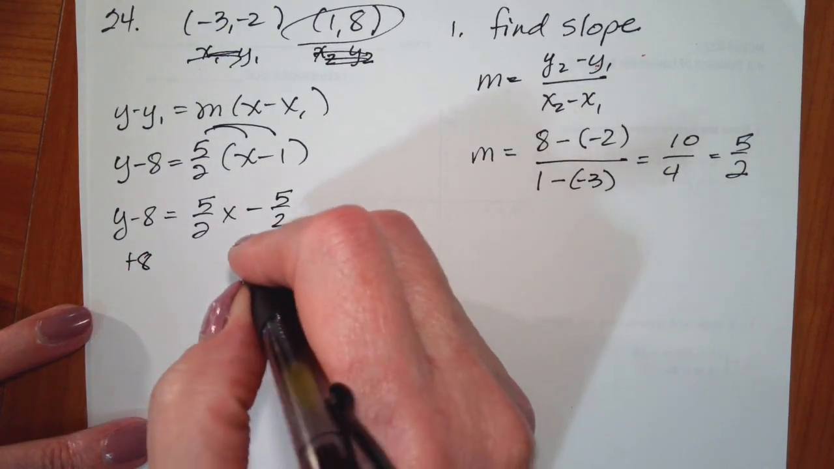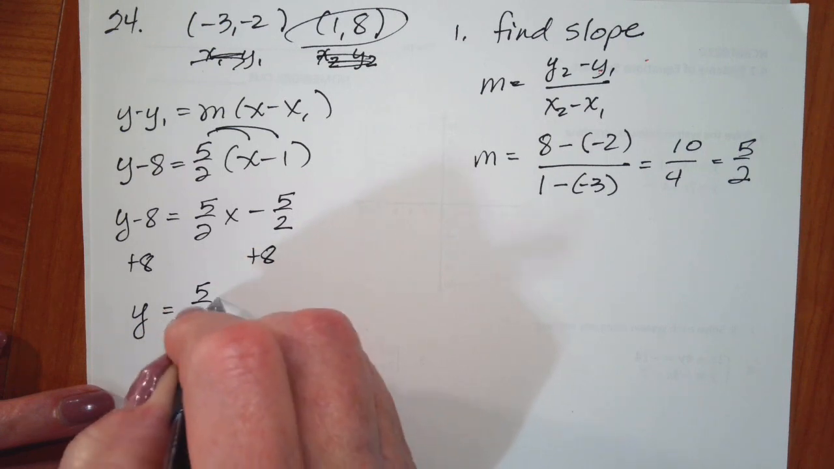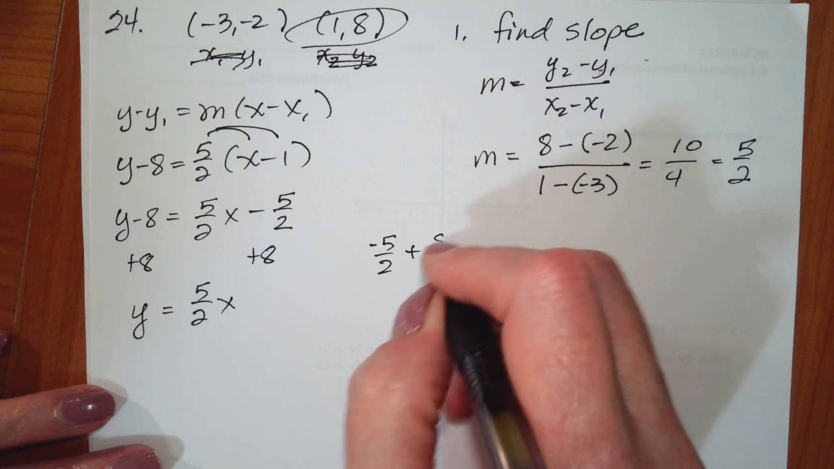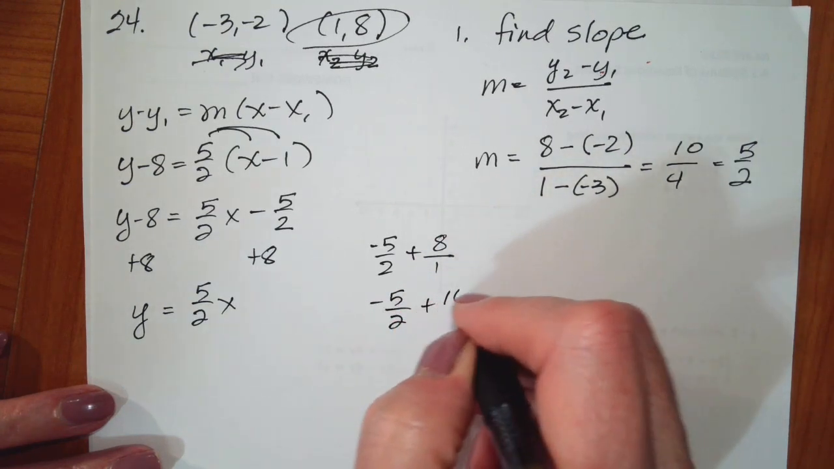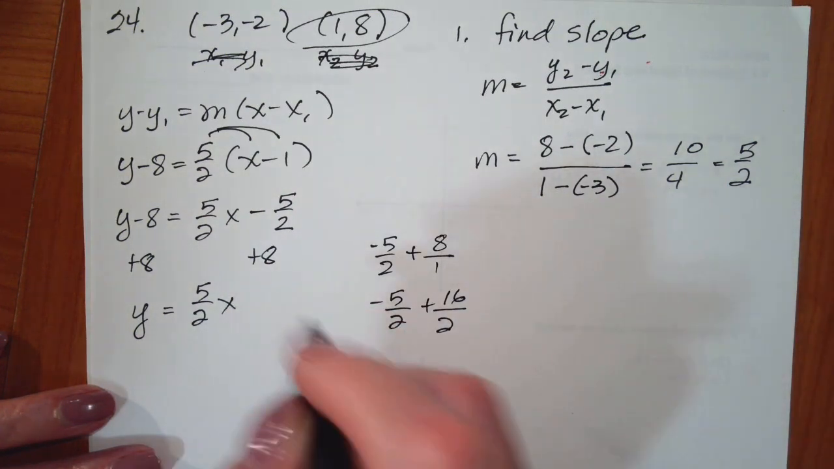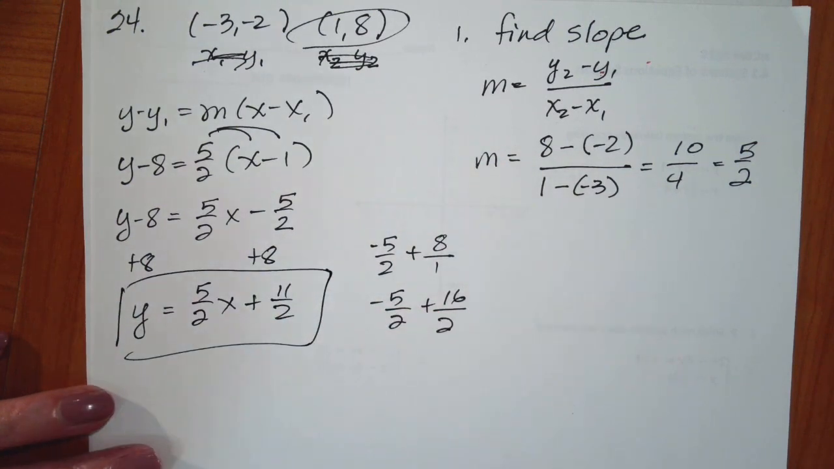So I'm going to add 8 to both sides. So that gives me y is equal to 5/2 x, and if I have negative 5/2 plus 8 over 1, that's the same thing as negative 5/2 plus 16/2, which gives me a positive 11/2. And there we have it.